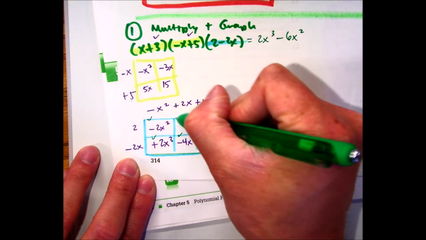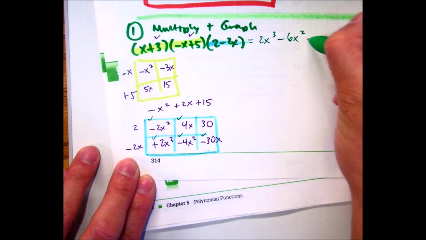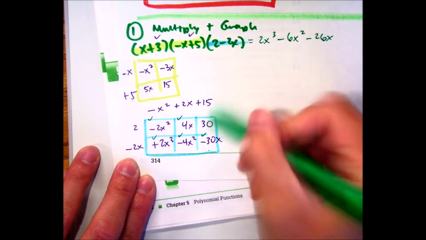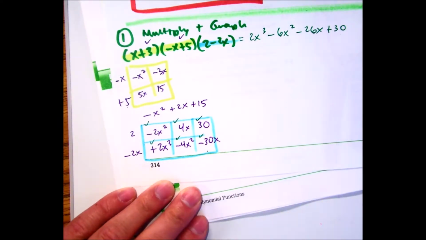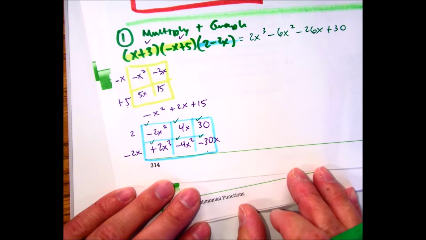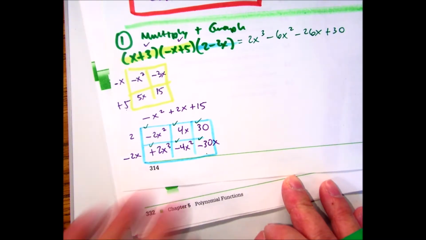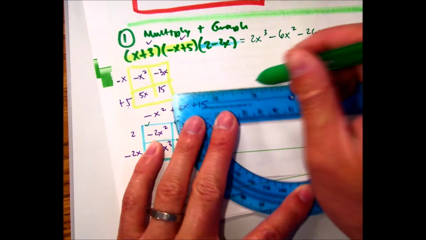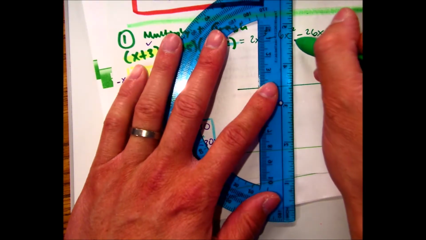Now these two have x's. These are like terms. 4 and a negative 30. And then I have that positive 30. Alright. Now I'm going to teach you guys how to graph this by hand. Don't need graphing calculators.